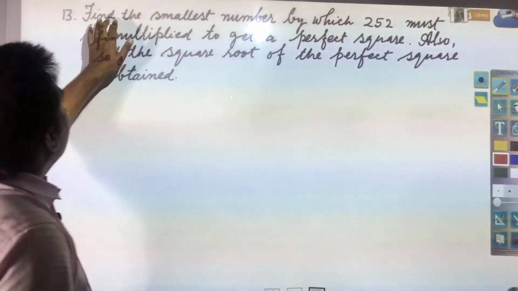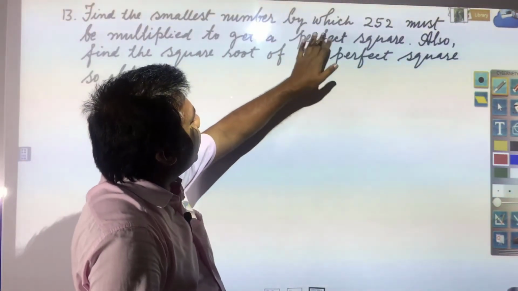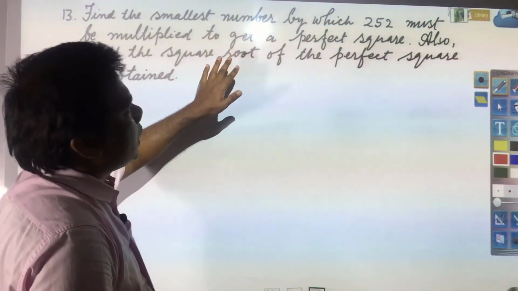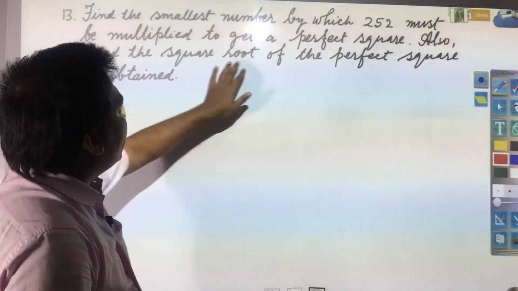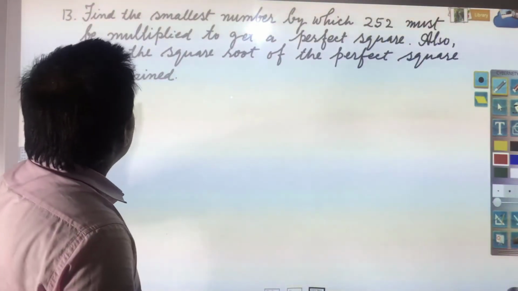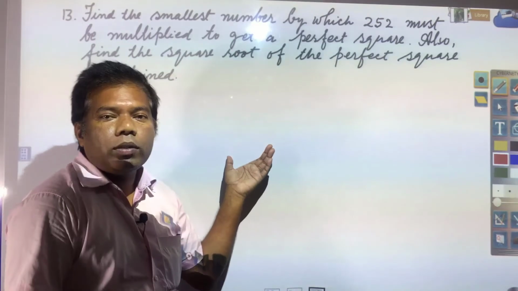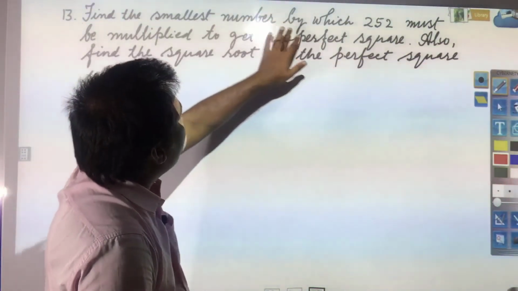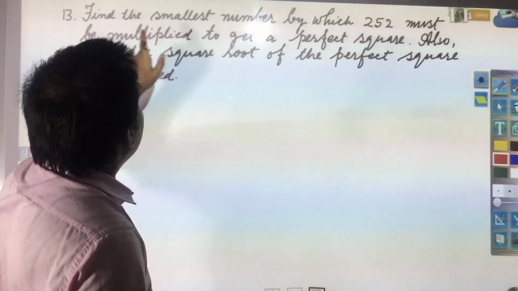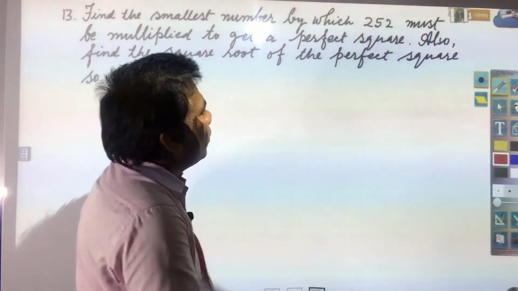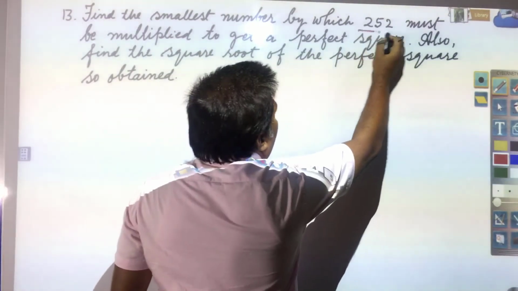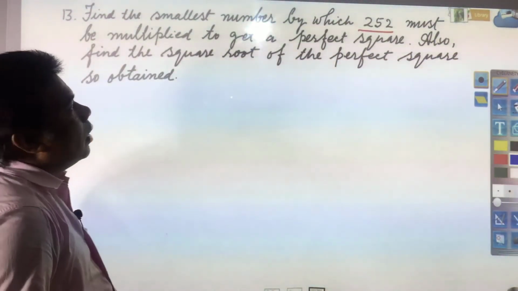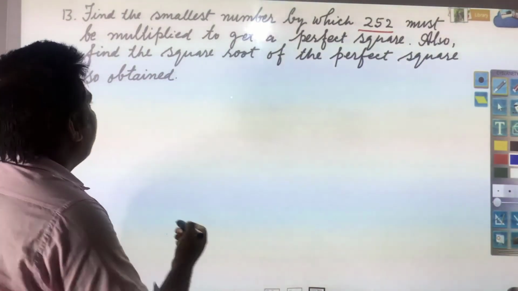You see, find the smallest number by which 252 must be multiplied to get a perfect square. Also find the square root of the perfect square so obtained. So, already in solved examples it was told how to find out. Find the smallest number by which 252 must be multiplied. This number 252 what you have, this is required to be multiplied by which number, so that you will get a perfect square. So, how we will do, you see.